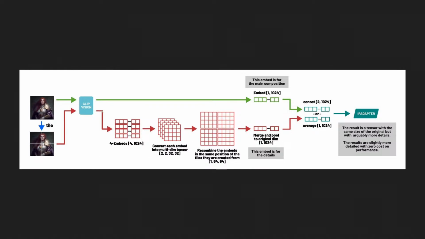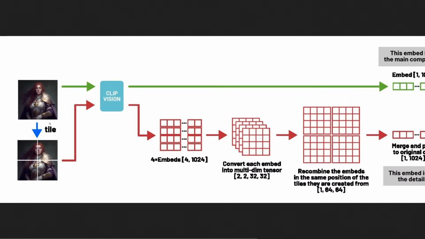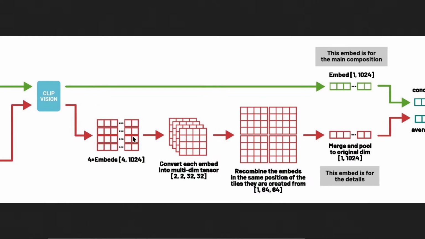So the first thing that I do is to take the image and crop out the tiles out of it. In this case, I have 4 tiles, and each image is converted into embeds when it goes through the ClipVision. The ClipVision converts an image that we can see, that as humans can see.